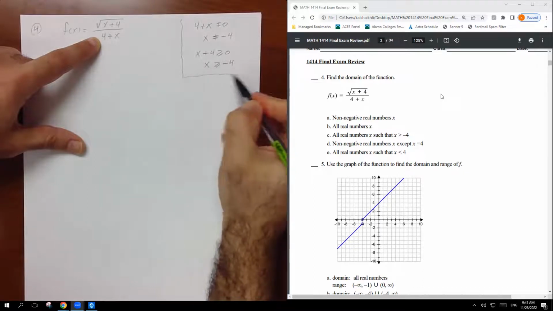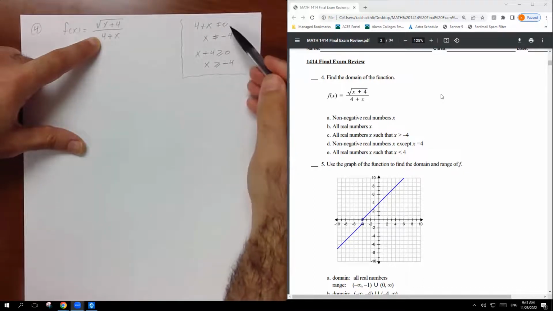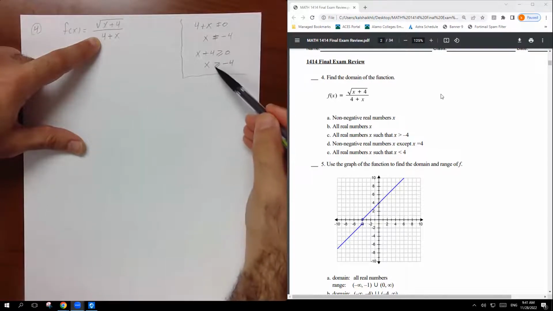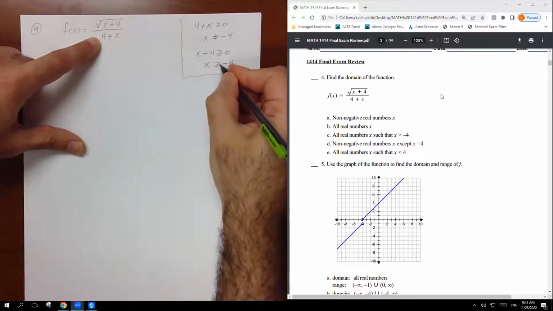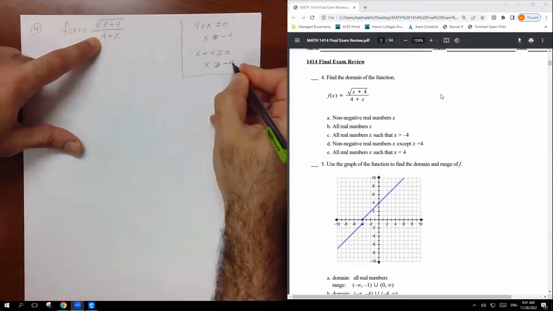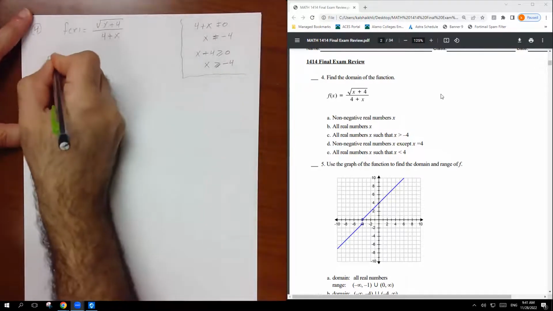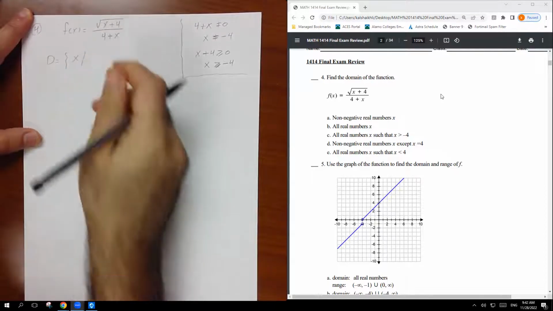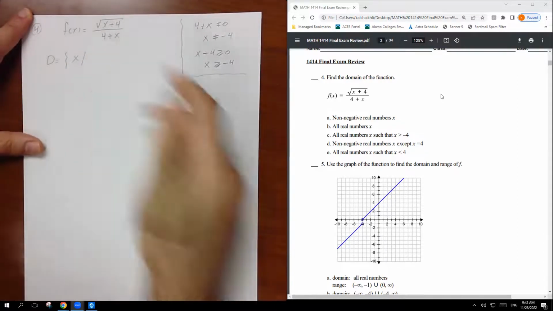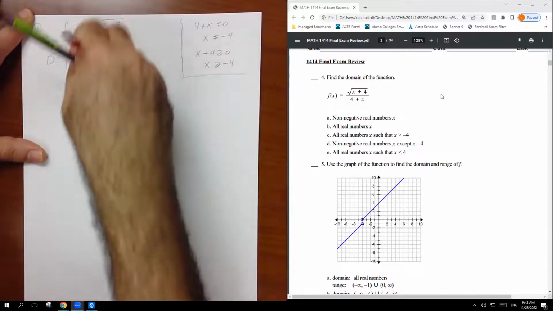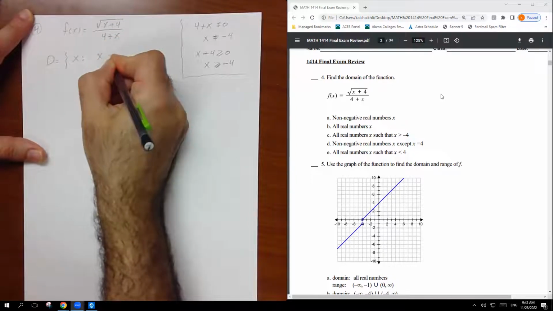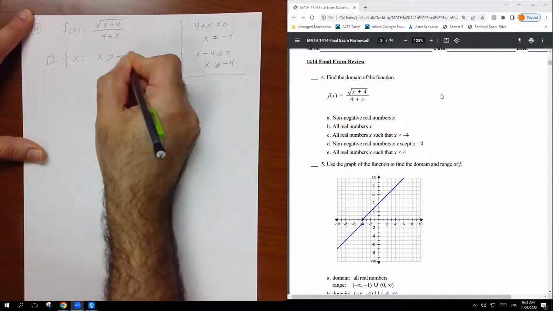So this is for the radical. We need to combine these together. So x not equal to -4 and x greater than or equal to -4. We can't include the equal sign because we can't equal -4. So the domain in this case is going to be all x values such that x is just greater than -4. So this is the domain.